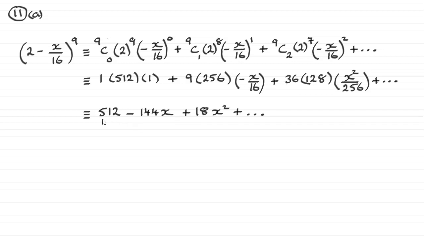The first 3 terms then: 512 minus 144x plus 18x squared, plus and so on. Don't forget this, okay? I always feel that you should write that in, and also the identical sign.